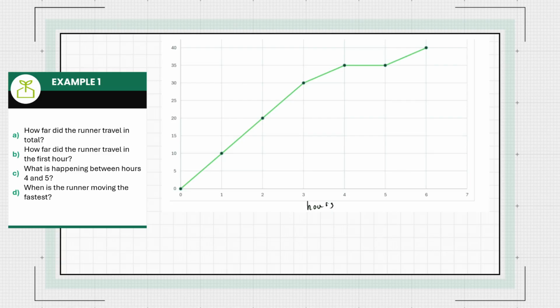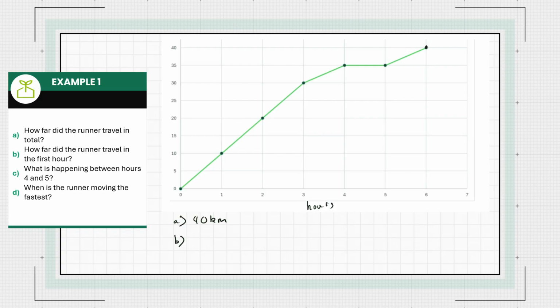So how far did they travel in total? Now, as you can see, as the runner moves along, he's going further and further away from where he originally was, until we get to the point here, which is the end of his journey, and he's 40 kilometers away. So this is 40 kilometers he's traveled. Now, travel graphs are a little bit different from line graphs, but they contain most of the same information, so it's just about reading off the graph and interpreting it correctly.